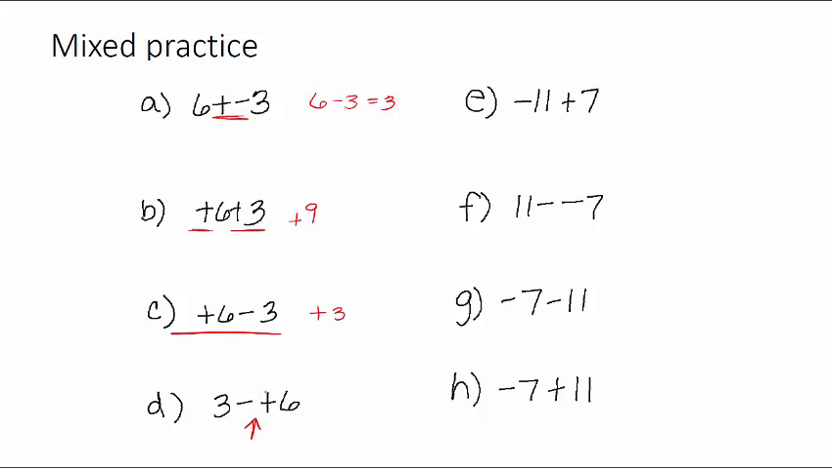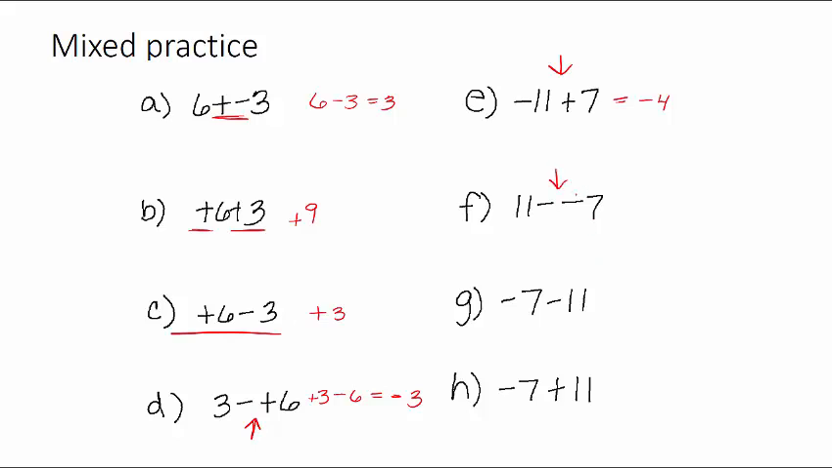Here, neighbor sign rule, the signs are different. We're going to keep the minus sign, so we're doing 3 take away 6. Now we can think of the mixed sign rule. We have more negatives here, so our answer is going to be negative. How many more negatives do we have? 3. For this one, we have more negatives. How many? We have 4 more negatives.